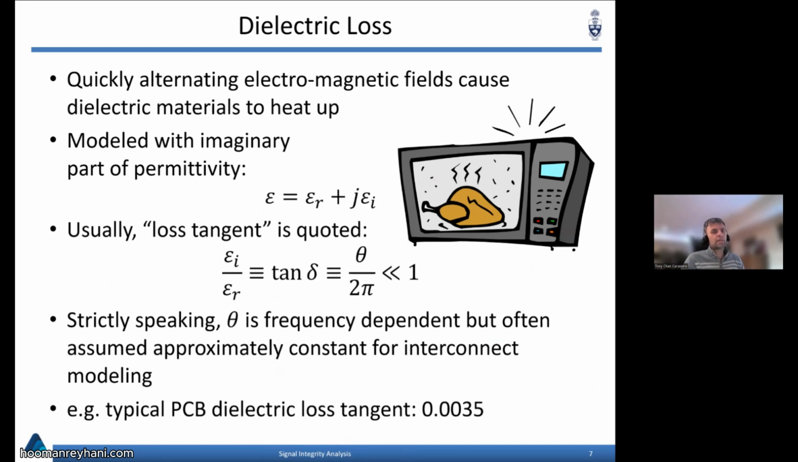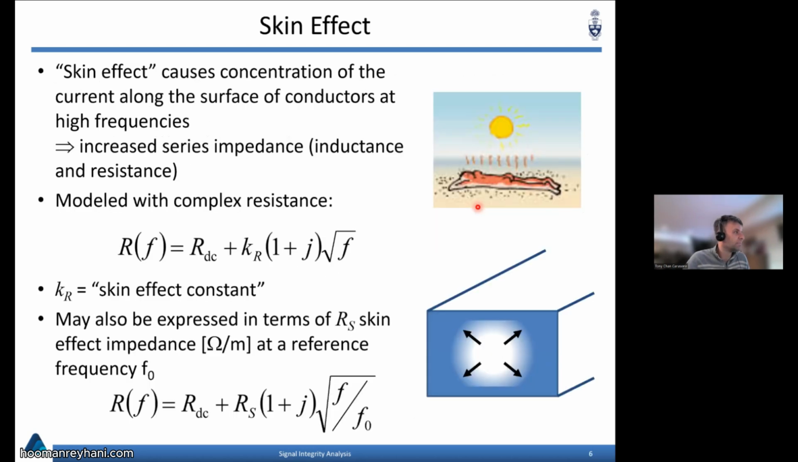Now, the second main loss mechanism in interconnect is dielectric loss. Dielectric loss arises because quickly alternating electromagnetic fields cause dielectric materials to heat up. This is exactly the mechanism that we observe in our microwave ovens. You've got microwaves that impinge on the dielectric material, which is the water in our chicken, and those microwaves are absorbed there and cause some heating in the water. The same thing happens in our dielectric materials surrounding a conductor. Quickly alternating electric fields arise due to the quickly alternating voltages on the conductor, and that causes the dielectric material to heat up, and that's a source of loss.